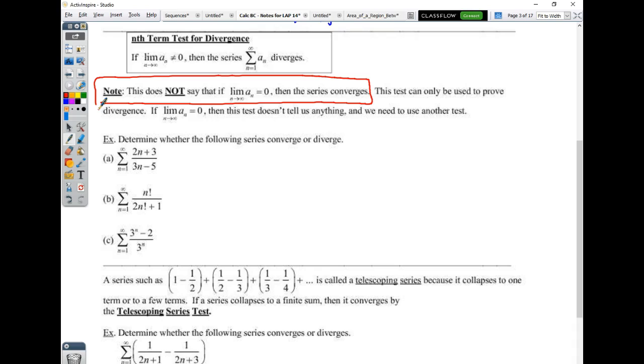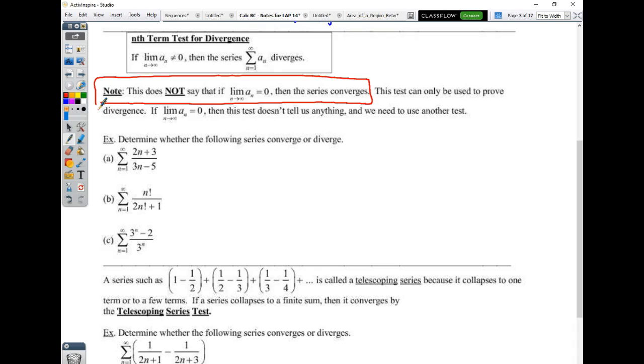So, this test will only ever be proved for divergence. If you ever do an nth term test and you get 0 for your nth term, you're going to have to pick something else. You cannot just say, oh, it converges by the nth term test for divergence. So how does this work? What do we have to prove?